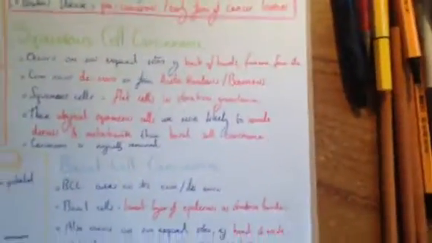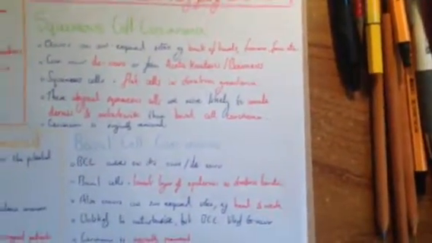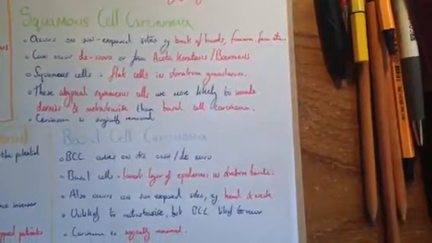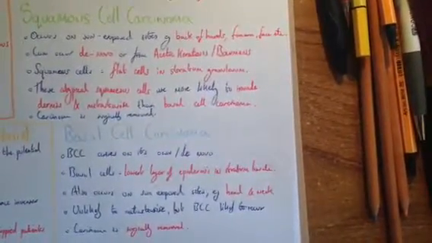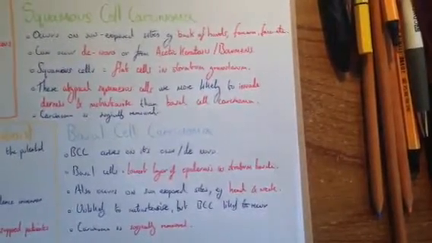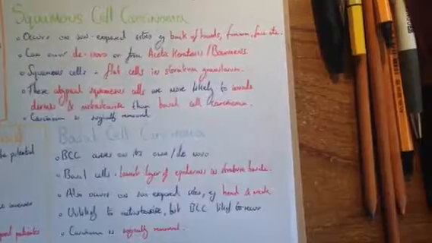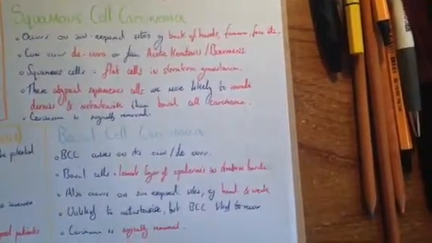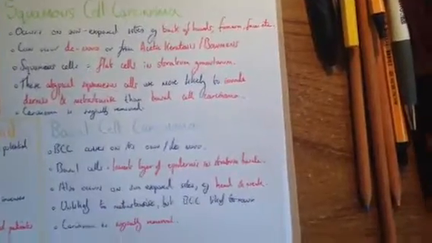So the difference between squamous cell carcinoma and basal cell carcinoma: squamous cell carcinoma is likely to invade other areas of the skin, such as the dermis, and it's likely to metastasize. Whereas basal cell carcinoma is unlikely to metastasize. However, when it's surgically removed, it's more likely to recur.